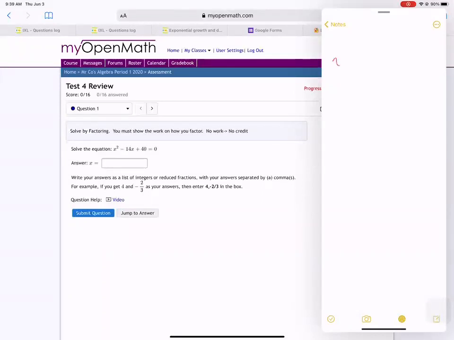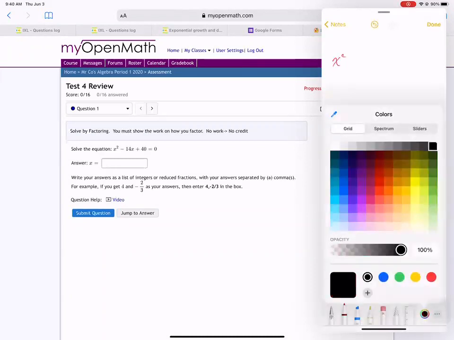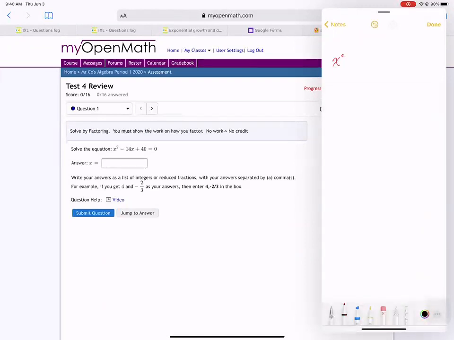So we have our question. We have x squared minus 14x plus 40 is equal to 0. Now the question is, on top I say solve by factoring. You must show the work on how you factor. No work means no credit. So we're solving x squared minus 14x plus 40 is equal to 0 by factoring.